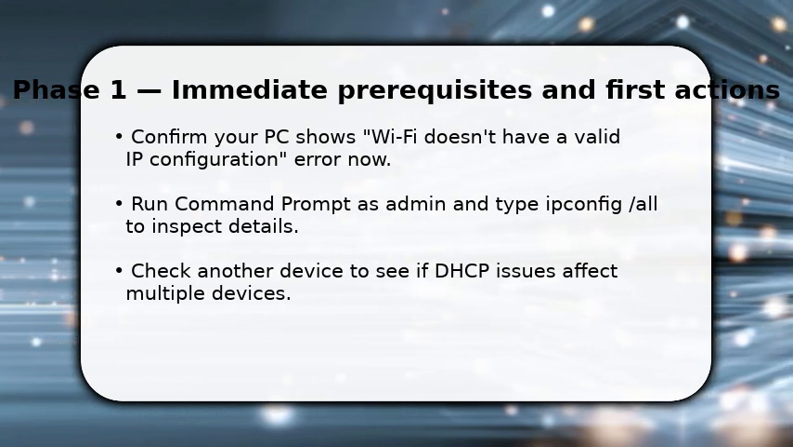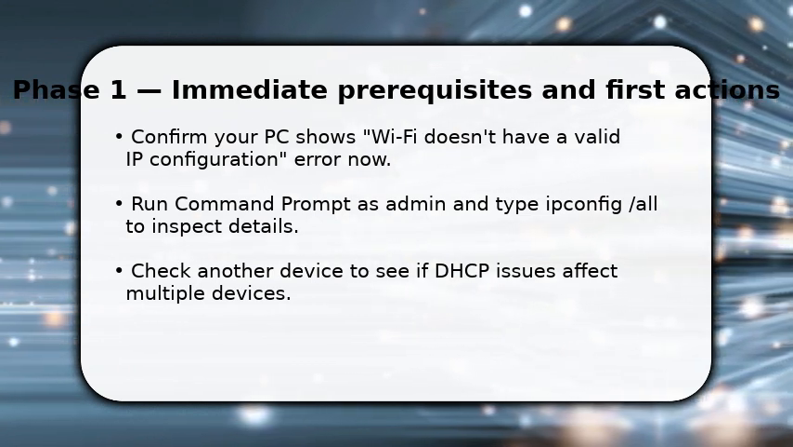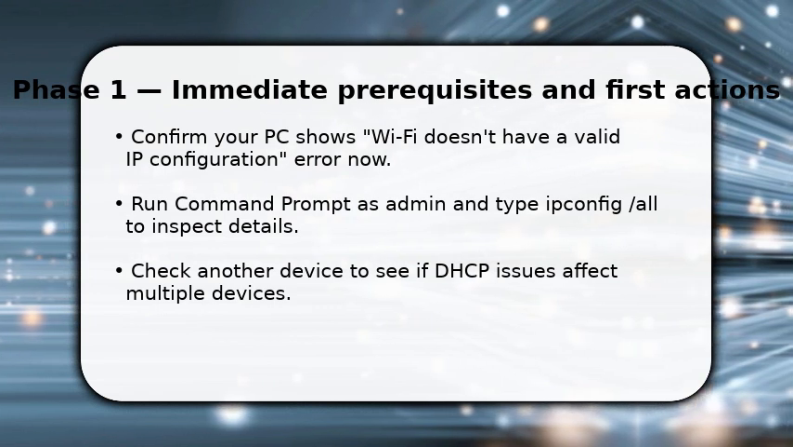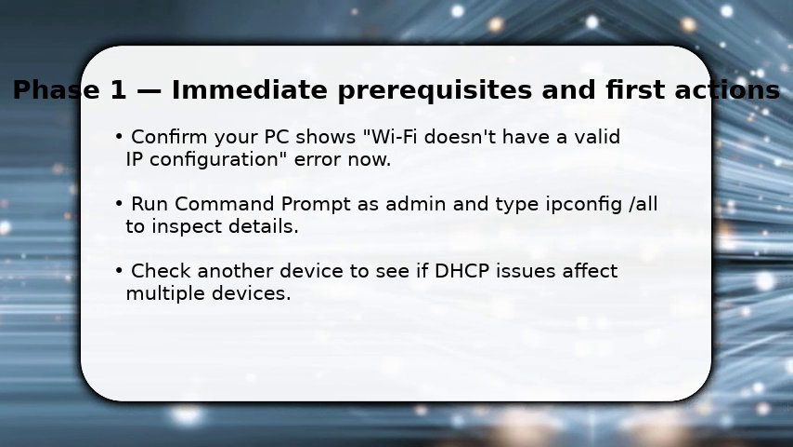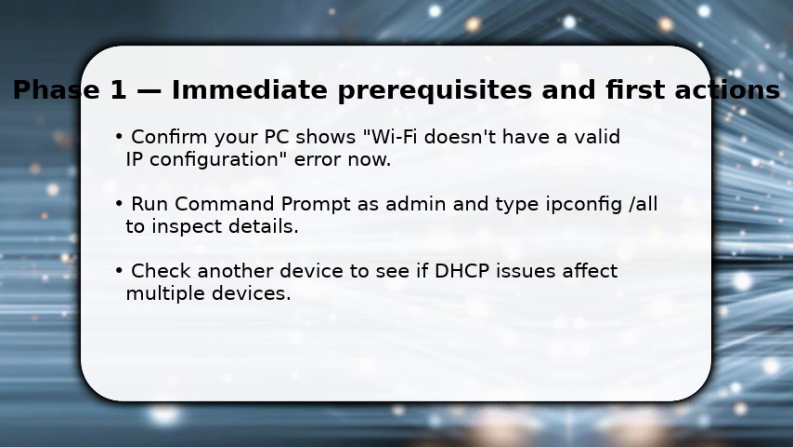Verify the router assigns addresses by checking another device on the same Wi-Fi network for normal IP addressing. Note the router gateway IP, subnet mask, and DNS entries for later steps and troubleshooting.